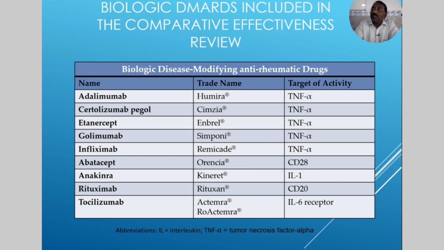Suppose he goes to any other shop, it will cost about 30,000 rupees. So adalimumab 40 mg is an excellent drug with very good response. The same thing applies to almost all the drugs.